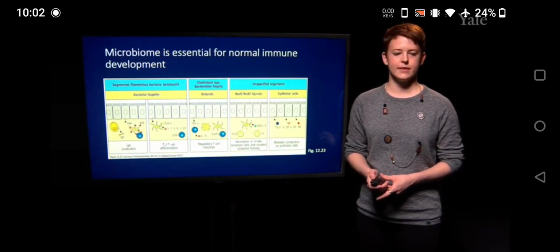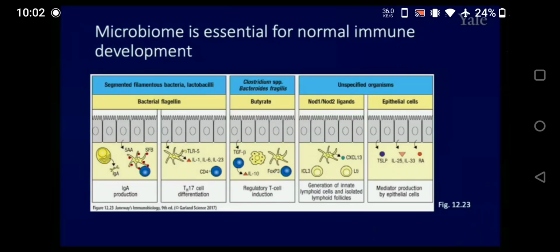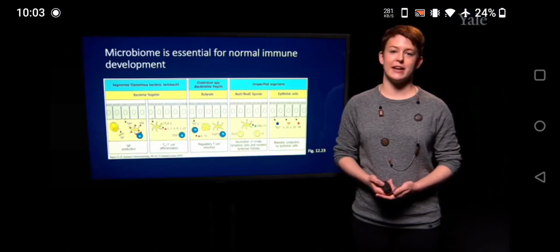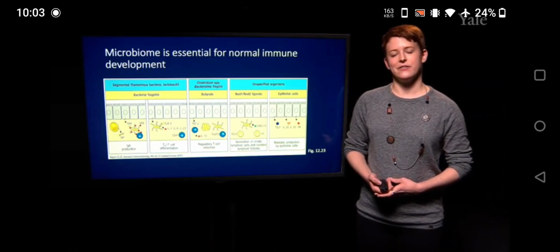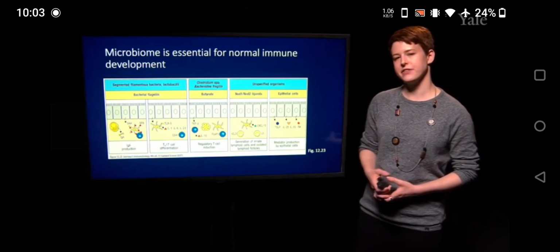So the microbiome is actually very important for normal immune development. So we can actually experimentally use what are called germ-free mice, which are mice that have absolutely no microbiome. And in these mice, they actually have a reduced immune response. Their immune system does not develop properly. So from these experiments, we can see that the microbiota is really important for the normal development of the immune response. So these are a few examples of how that works.